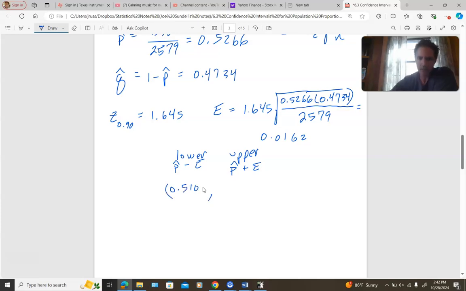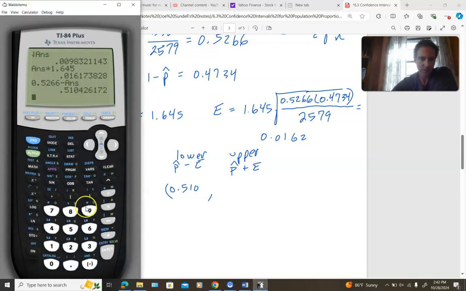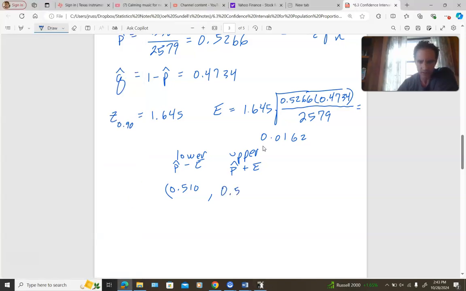And then my upper bound, just do it very similarly. The point estimate, the p hat, now plus that margin of error. And we get 0.543, okay? So this margin of error for a 90% confidence interval goes from about 51% to 54.3%.